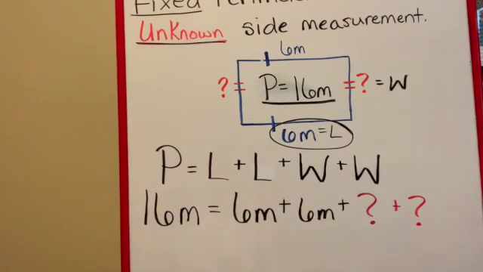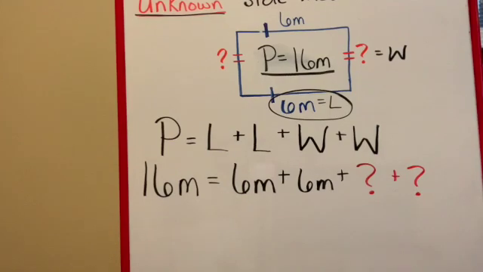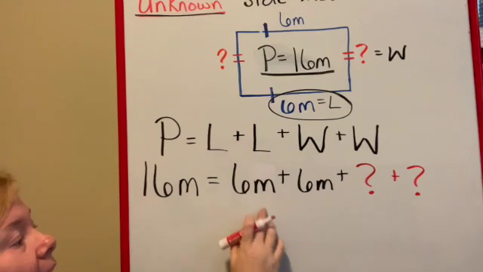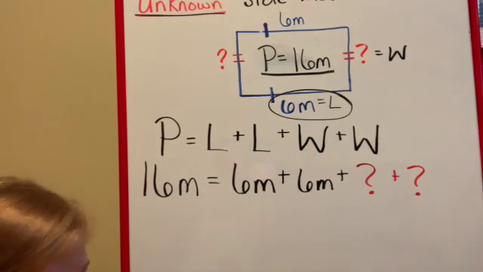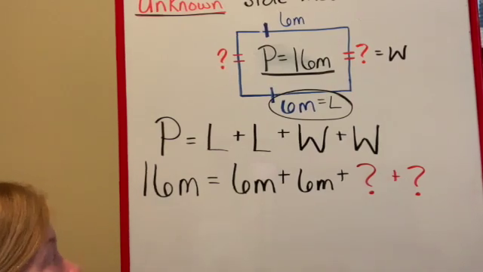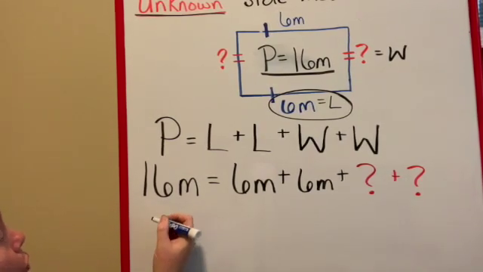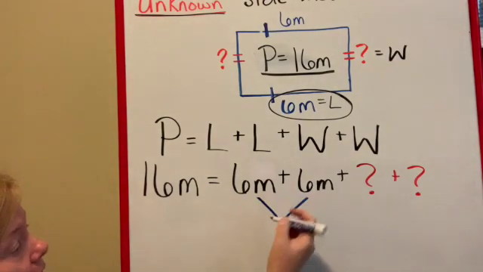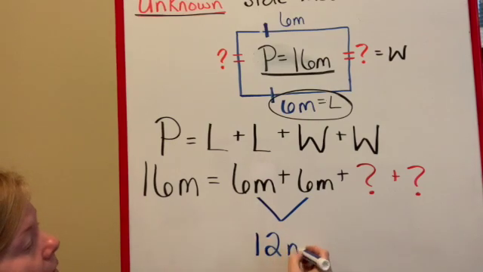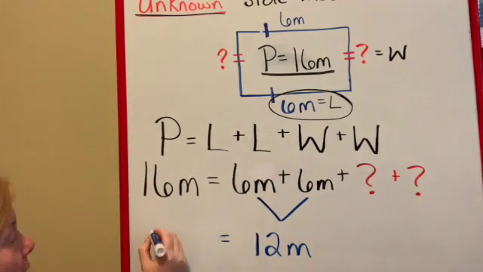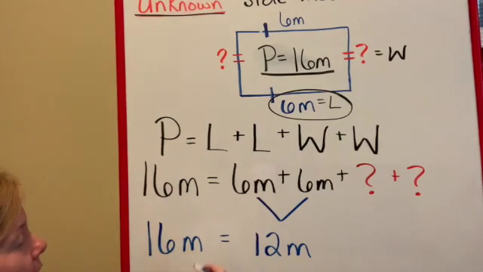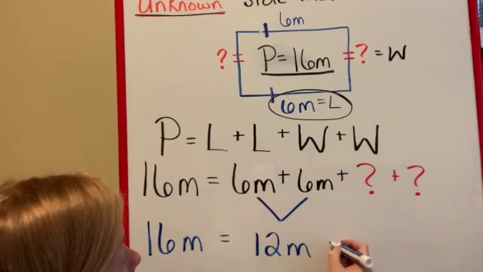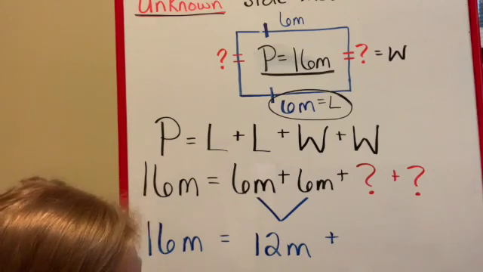When we were solving the perimeter formula last week, we would say P equals, and we would combine these numbers, right? You're going to do the same thing this week. Your next step is going to be to combine like numbers. So 6 meters plus 6 meters is 12 meters. We still bring down the 16 meters that we have. And do we know what this is yet? No, we do not. So it is a plus. I'm trying to use the same colors.